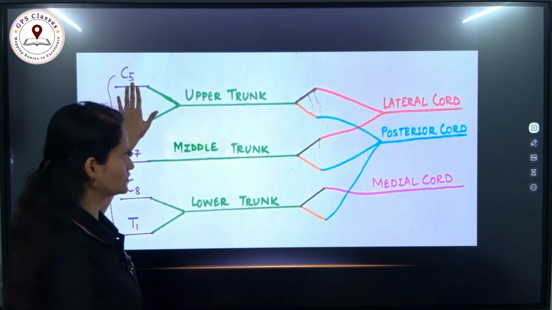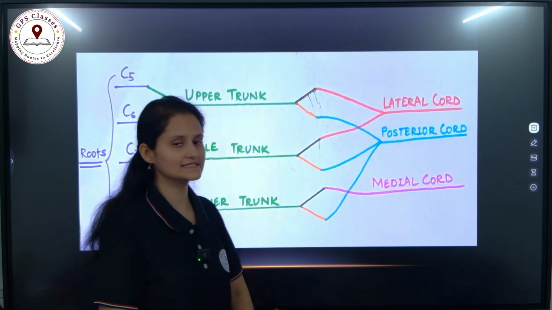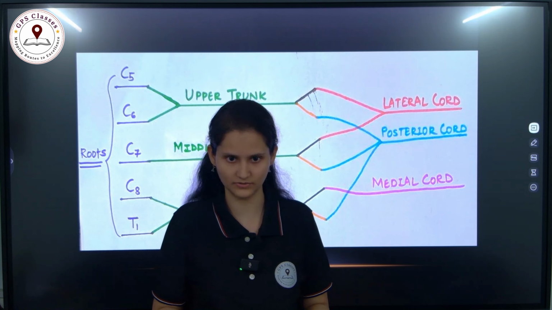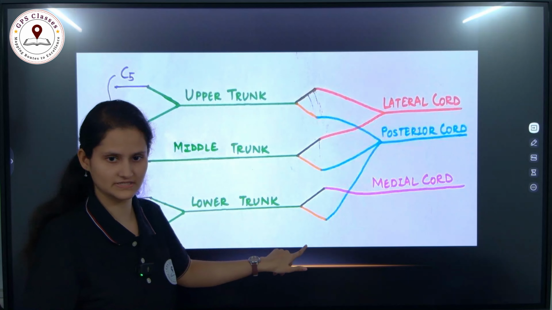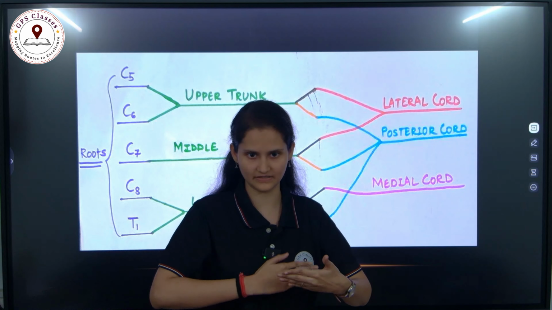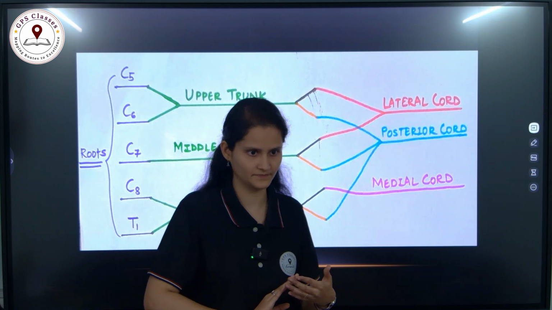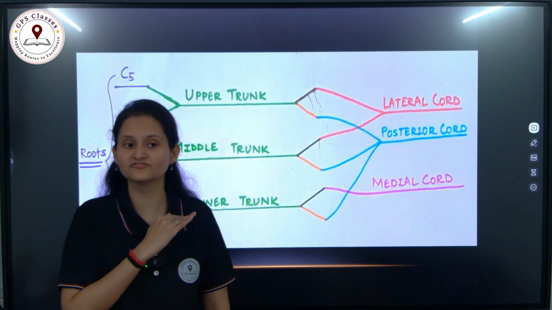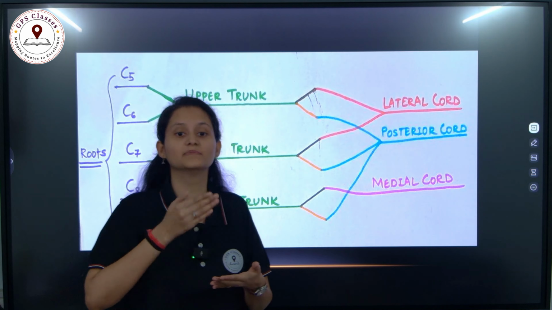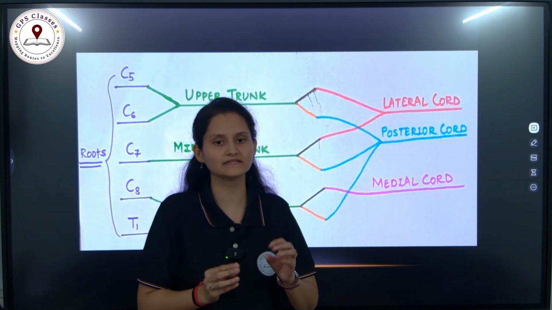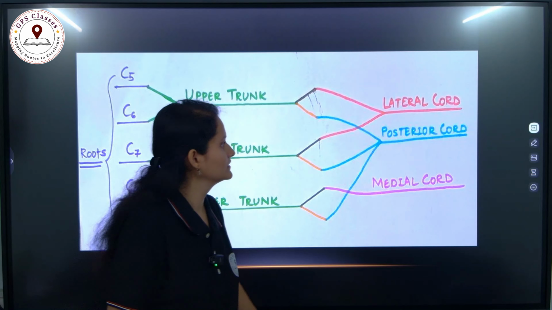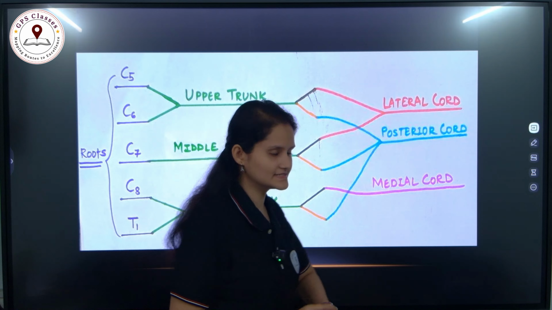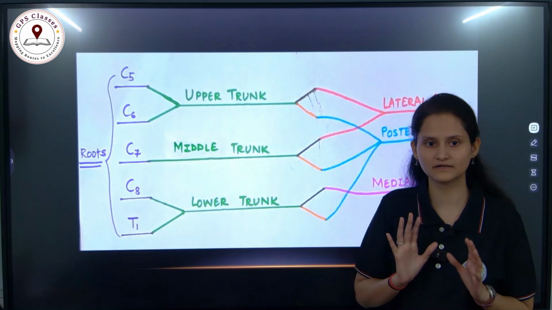Remember that the roots and the trunks are above the clavicle, that is supraclavicular. The divisions are behind the clavicle, that is retroclavicular. And the cords are infraclavicular, that is below the clavicle, in the axilla. We'll discuss each and every part in detail.